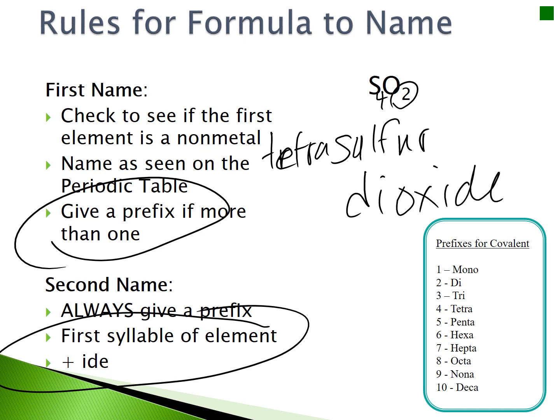All right, so that's how you name covalent compounds. You will have to have these 10 prefixes memorized: mono, di, tri, tetra, penta, hexa, hepta, octa, nona, deca. And you will have to have these steps memorized. But overall, covalent compounds, extremely easy to do.